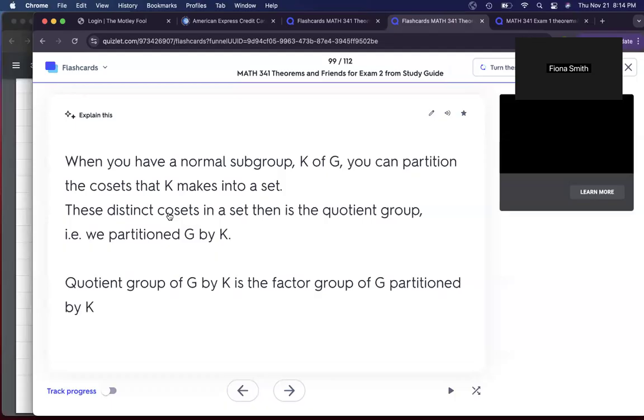They're in a set, and then they're in the set of the quotient group, meaning we partition G by K. We also can say, I put this on this card, but I have more definition cards, don't worry: the quotient group of G by K is the factor group of G partitioned by K. That's not really a definition, but it was something I saw in one of her notes that I thought I'd write down. So if she said factor group on the exam, I might have a clue what that means. It makes sense: the cosets are like the factors of G, and we group those into sets by K, and those grouped up sets are in one big set called the quotient group.